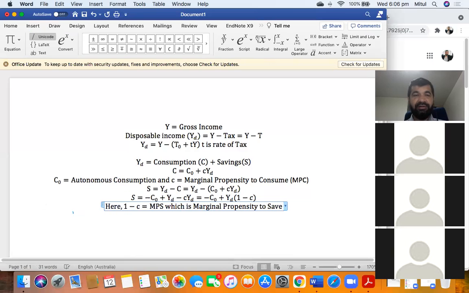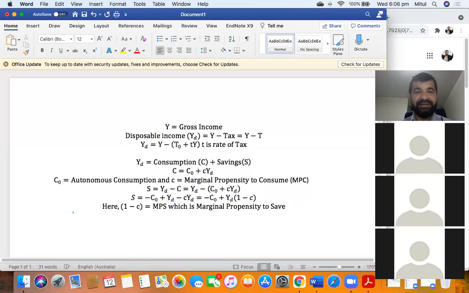Here, 1 minus C. This one is actually your MPS, which means marginal propensity to save. And another interesting thing you'll see here is that MPC plus MPS should be equal to 1.